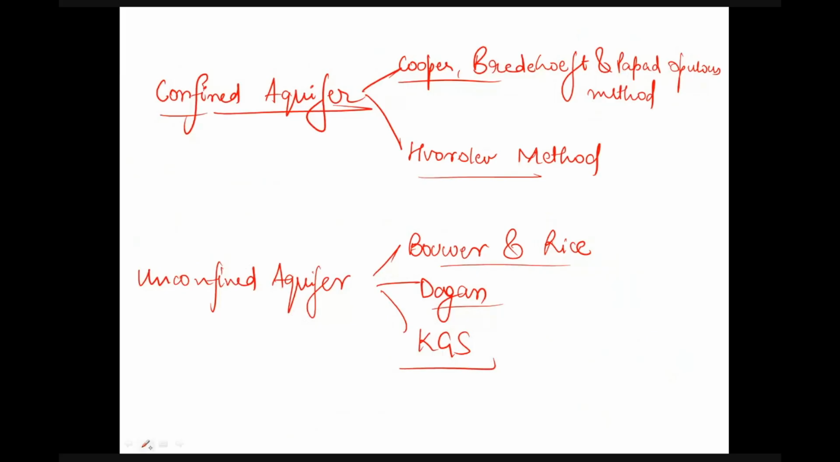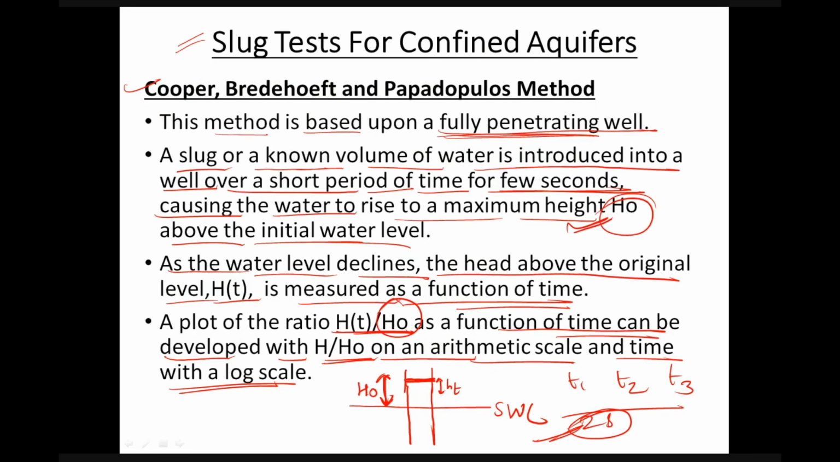Now here I have summarized the major methods for both confined and unconfined aquifers. In the case of a confined aquifer, we can use two methods, that is the Cooper, Bredehoeft and Papadopulos method, and the Hvorslev method. And in the case of an unconfined aquifer, we can use the Bouwer and Rice, Dagan and KGS methods. In today's class, we will be dealing with the confined aquifer only. So, coming to the slug test for a confined aquifer.